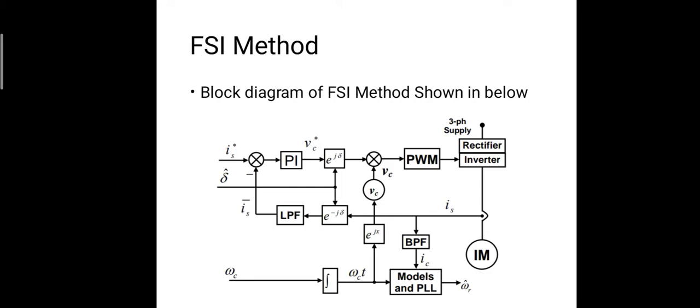Machine currents are attenuated by a low pass filter in the feedback path of the current controller. A band pass filter extracts the carrier generated current vector IC. The rotor speed can be estimated by using a phase locked loop. The speed estimation scheme in this method is based on signal injection.